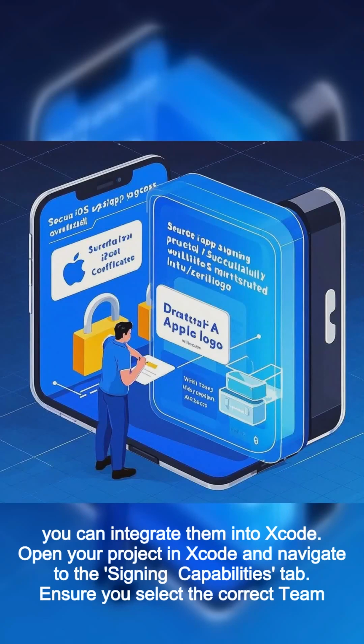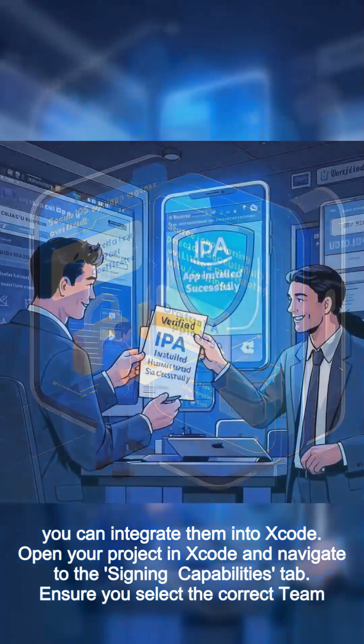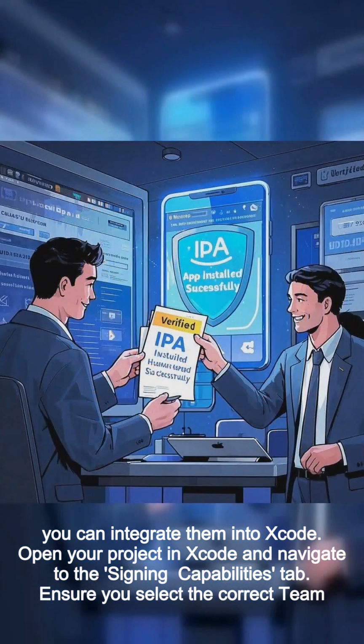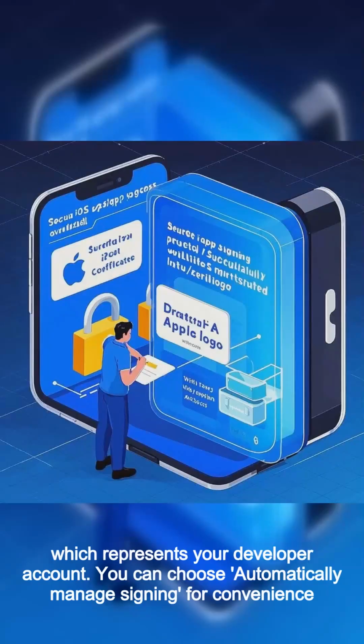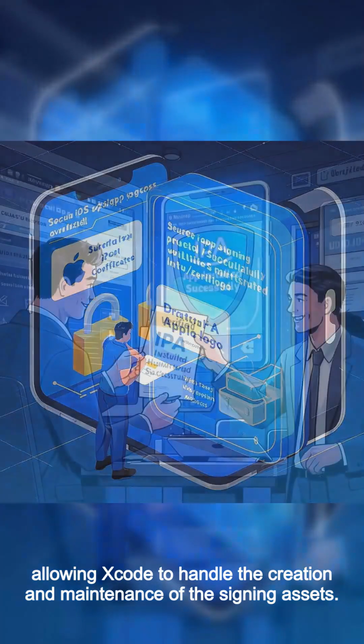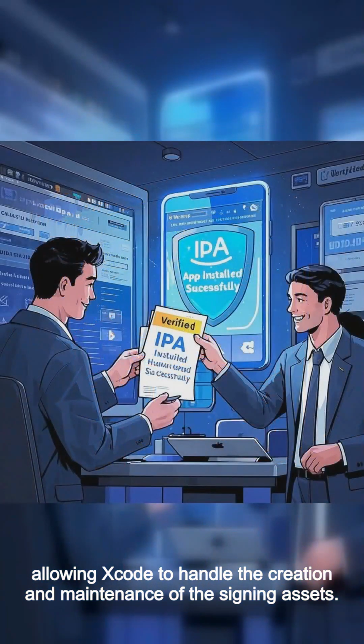Open your project in Xcode and navigate to the Signing Capabilities tab. Ensure you select the correct team, which represents your developer account. You can choose Automatically Manage Signing for convenience, allowing Xcode to handle the creation and maintenance of the signing assets.